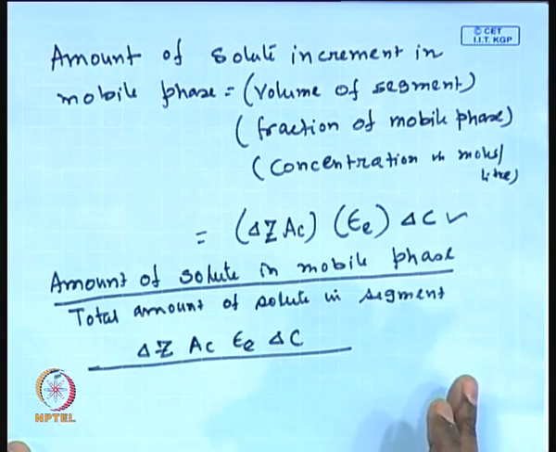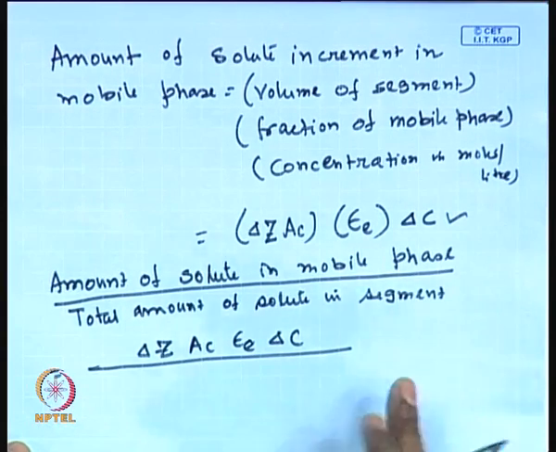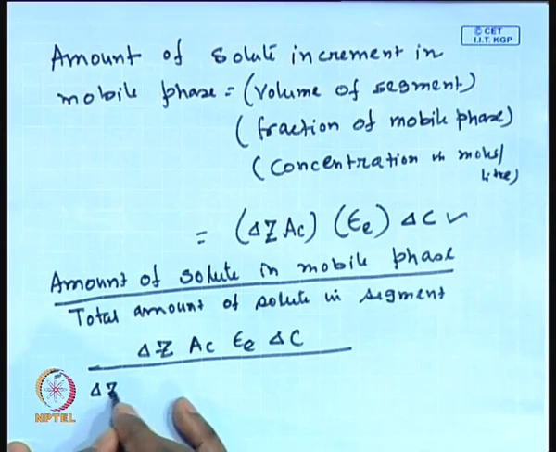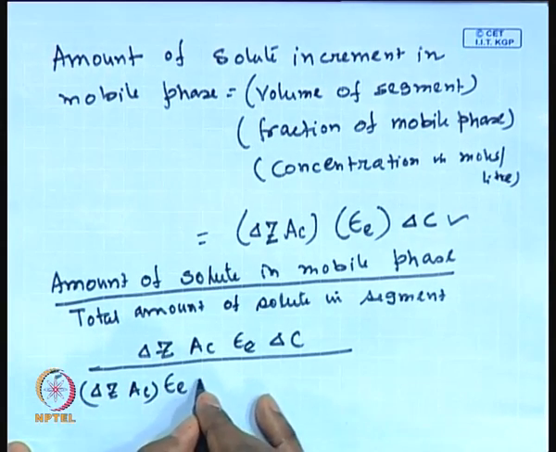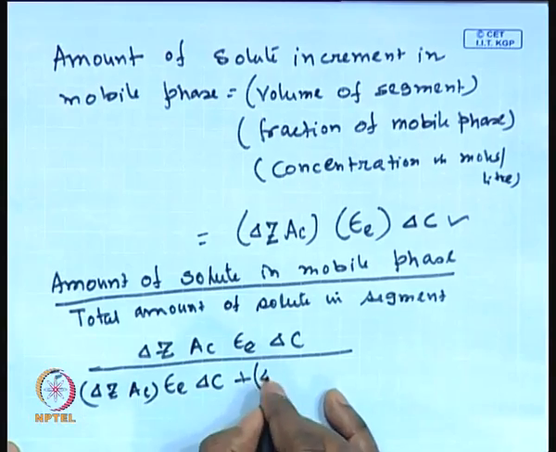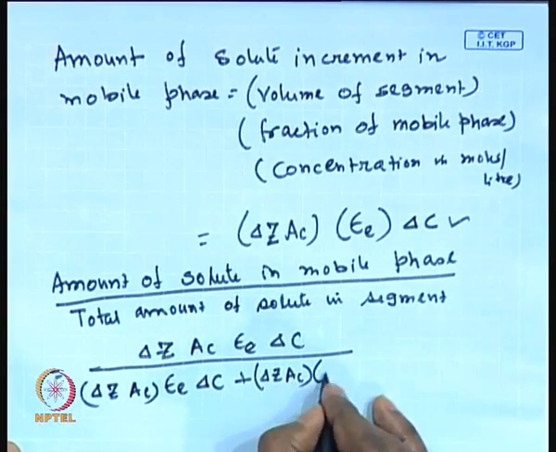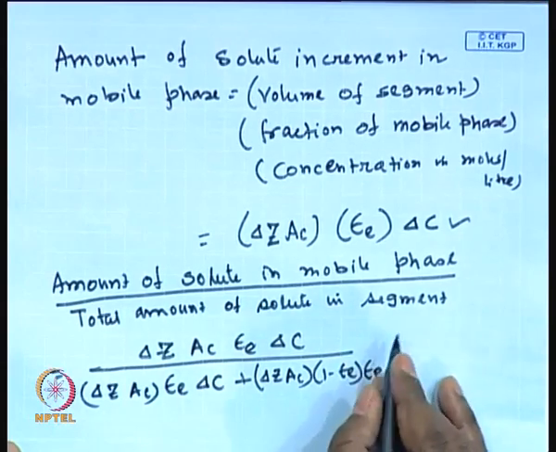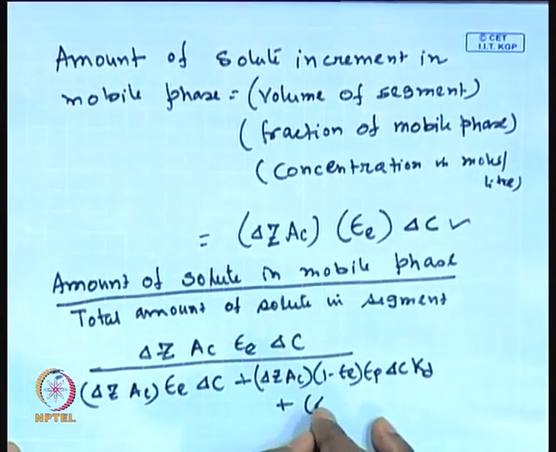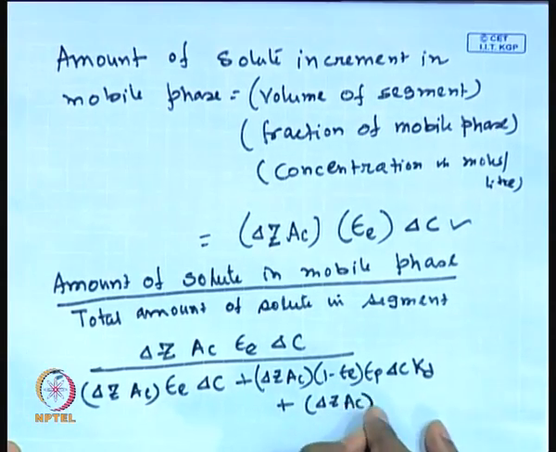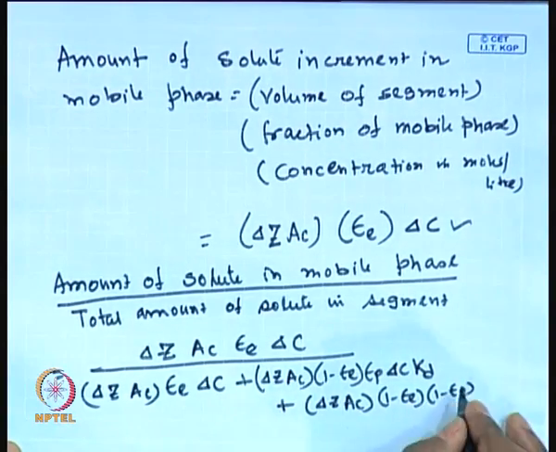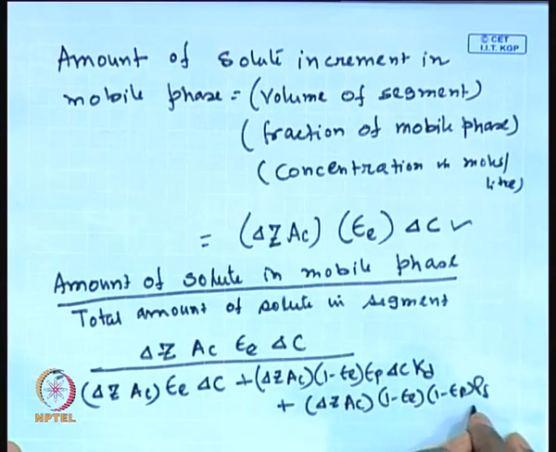One is in the mobile phase, another is a stationary phase within the pore, and another is the adsorbed phase on the solid. So, the first one will be delta z AC times epsilon E times delta C, that is the amount present in the mobile phase, plus delta z AC, the volume, multiplied by 1 minus epsilon E times epsilon p delta C times K D, plus delta z AC multiplied by 1 minus epsilon E multiplied by 1 minus epsilon p times rho s times delta q.